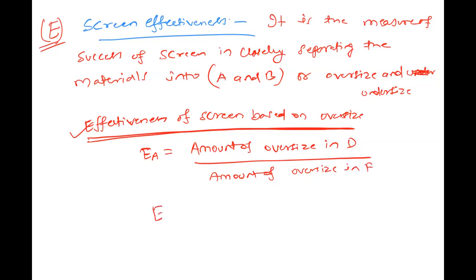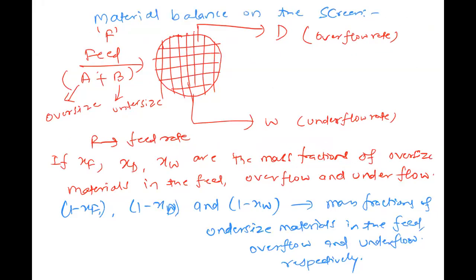So mathematically you can write... Sir, it is better to write material balance than screen effectiveness. Okay, no problem. So if you do material balance here, F equal to D plus W, yes or no? And it will be F into XF equal to D into XD plus W into XW, yes or no?